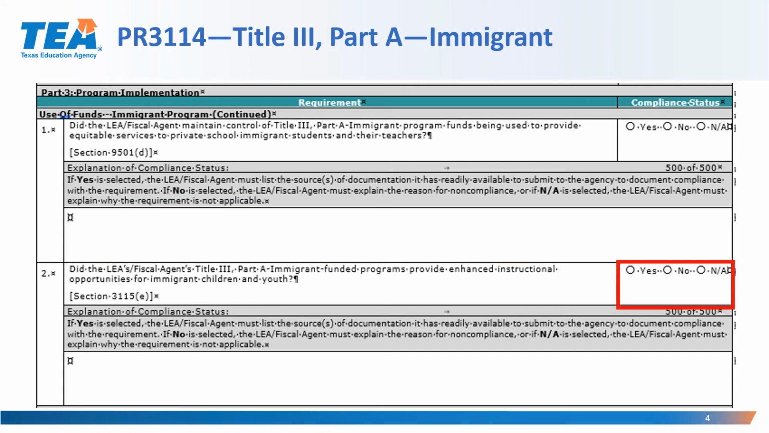The second question among the program implementation questions: did the LEA's Title III Part A immigrant-funded programs provide enhanced instructional opportunities for immigrant children and youth? Yes, no, or not applicable. The LEA is asked to explain the compliance status. If yes is selected, the LEA must list the sources of documentation. If no is selected, the LEA must explain the reason for non-compliance. Or if NA is selected, the LEA must explain why the requirement is not applicable.